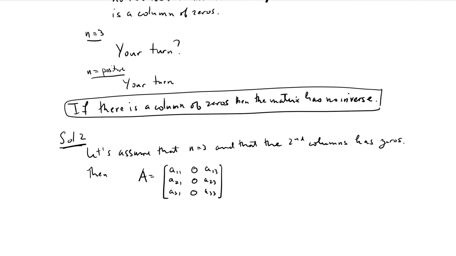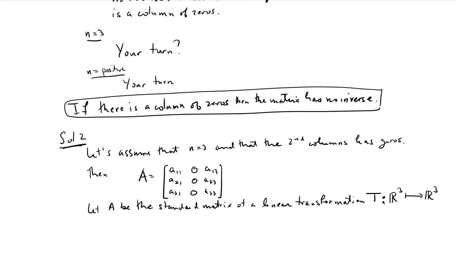And now I'm going to look at that as the standard matrix of a linear transformation. So let A be the standard matrix of a linear transformation T. It's going to take points or vectors in R3 and output vectors or points in R3, right? Because when I do T of x, that's going to be Ax, but A is 3 by 3, so the x has to be 3 by 1, so that's why this guy here is in R3.